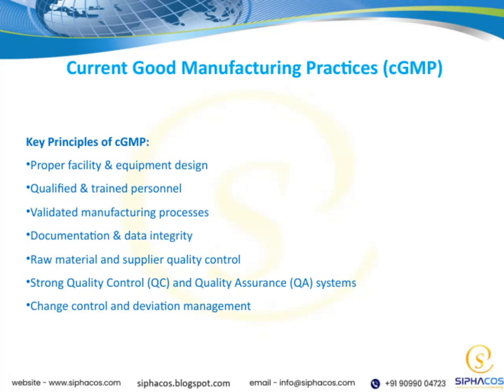Now, let's talk about the key principles of CGMP that ensure we produce high-quality, safe products. First, proper facility and equipment design are essential because they create a controlled environment that minimizes contamination and errors. Next, having qualified and trained personnel is critical. Our staff need to understand and follow these principles consistently.